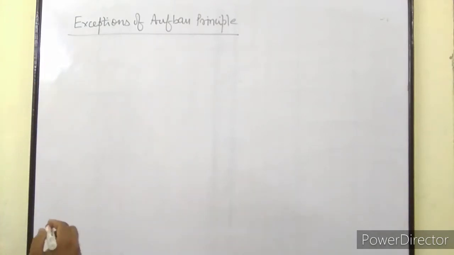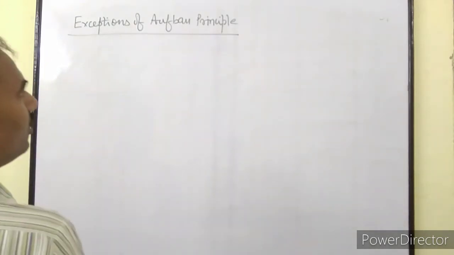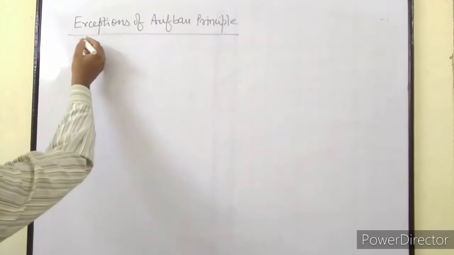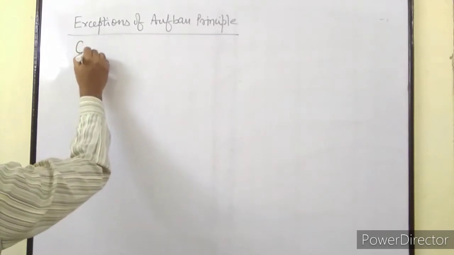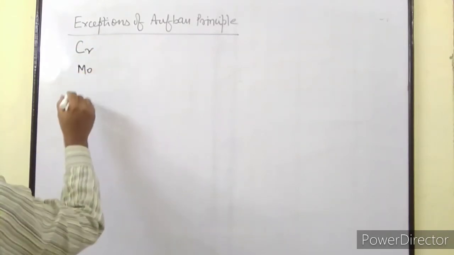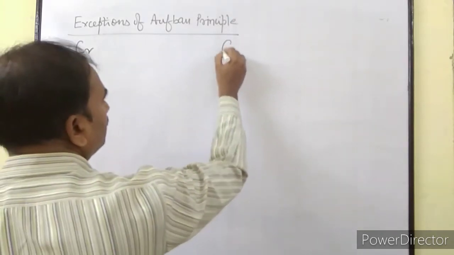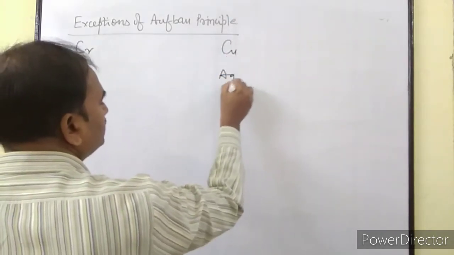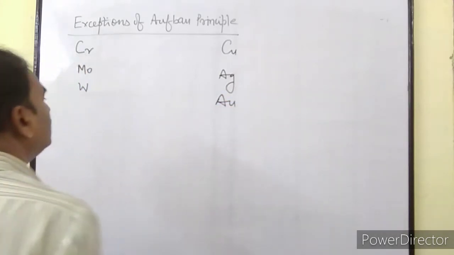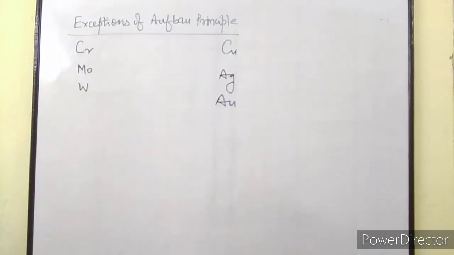So let us see how many exceptions are there. Chromium, molybdenum, tungsten, and copper, silver, gold. These are the exceptions of Aufbau principle.